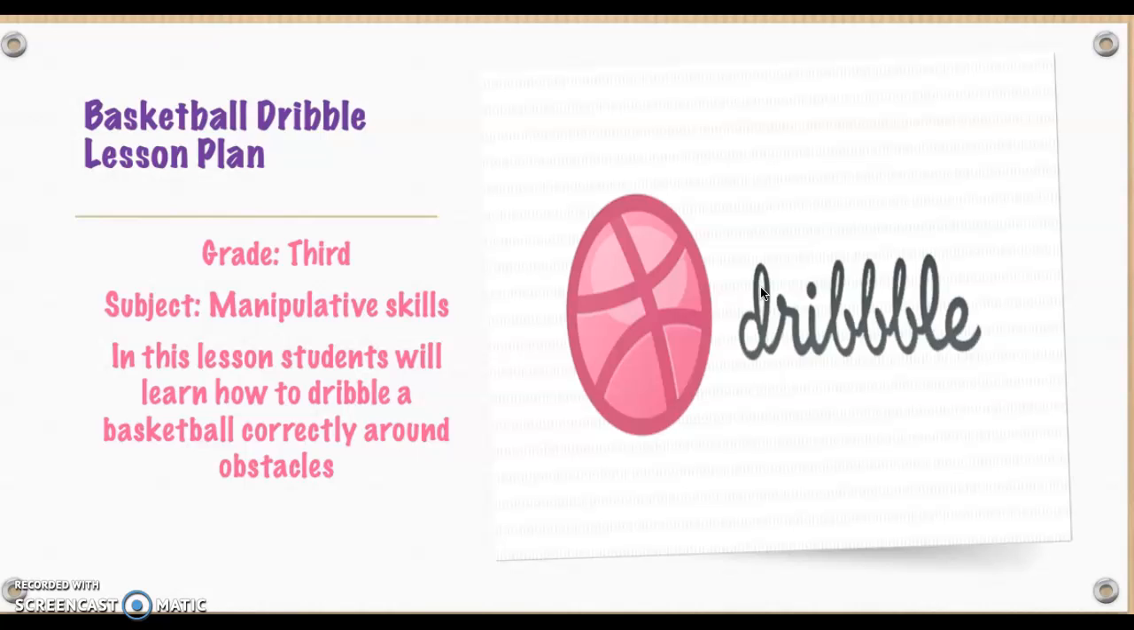This is my lesson plan for a basketball dribble. It's for a third grade class. The subject is manipulative skills. And in this lesson, students will learn how to dribble a basketball correctly around obstacles.